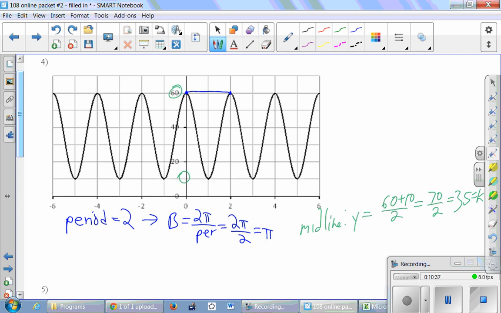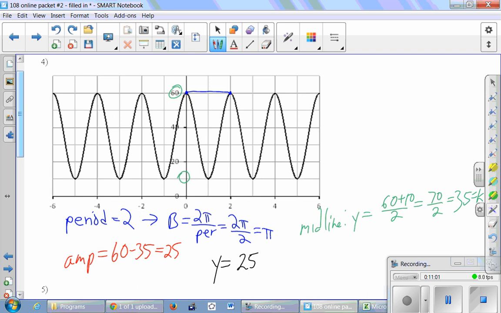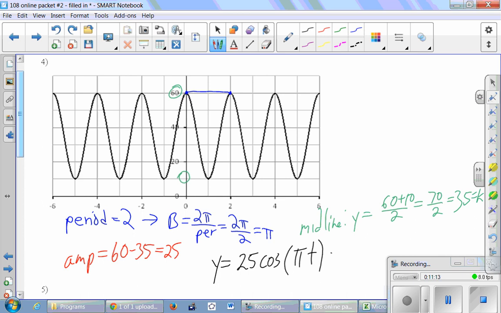Okay, next thing we need is the amplitude. So the amplitude is just from the top to the middle, 60 minus 35, or 25. You could also have done 35 minus 10 from the middle to the bottom. So that means our equation is y equals, so we put the amplitude first, 25. Is it sine or cosine? Well, we haven't talked about it yet, but this guy starts at the top. There's only one graph of ours that starts at the top. It's cosine. 25 cosine of pi t plus k, plus 35.